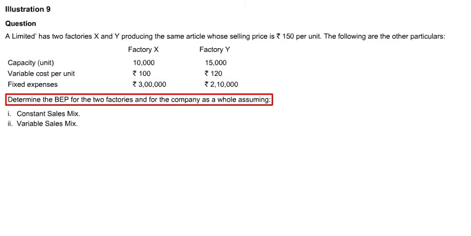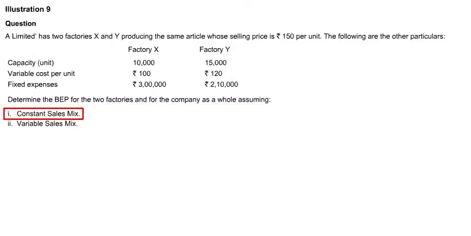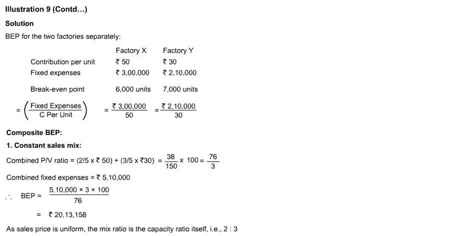We have to determine the break-even point of two factories of the company, assuming as a whole. When we say as a whole, we are talking about the composite break-even point. And herein we are trying to find out as per the constant sales mix approach and the variable sales mix approach. So, when we are talking about the constant sales mix approach, how do we calculate the composite break-even point?